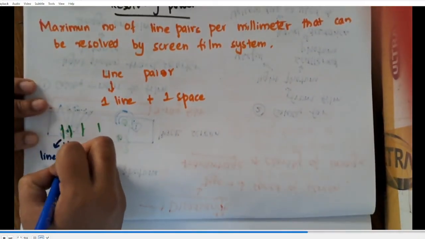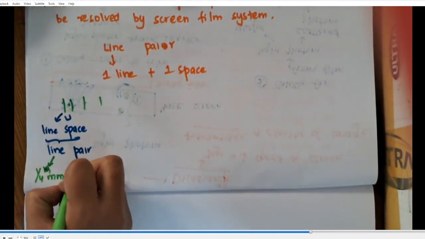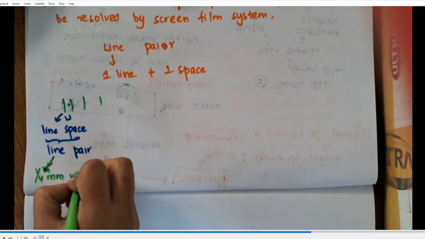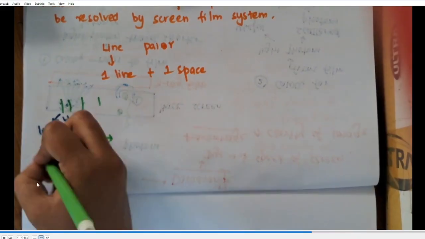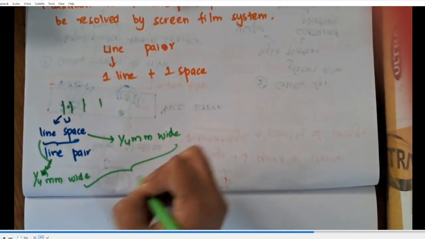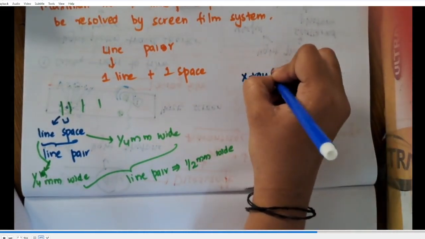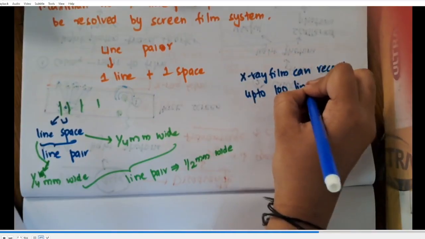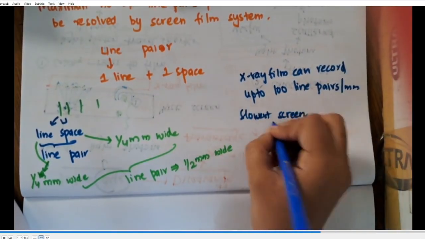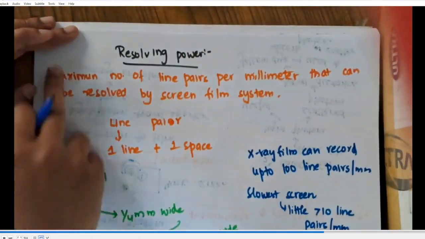For example, one line pair per mm means there are two lines, and those two lines are separated by two spaces per millimeter. So each line is around 1/4 mm width, and each space is around 1/4 mm wide, thus making each line pair half a millimeter wide. The X-ray film is able to record up to 100 line pairs per mm, but the slowest screens can record only a little over 10 line pairs per mm.